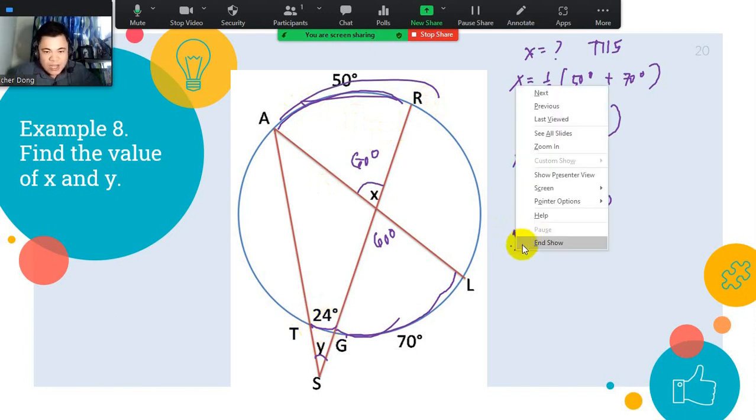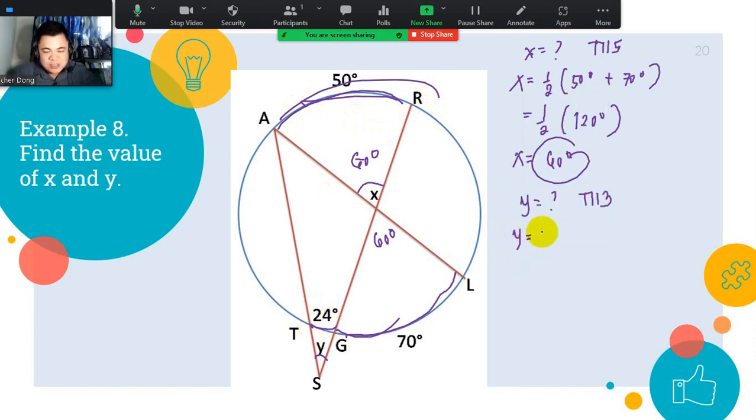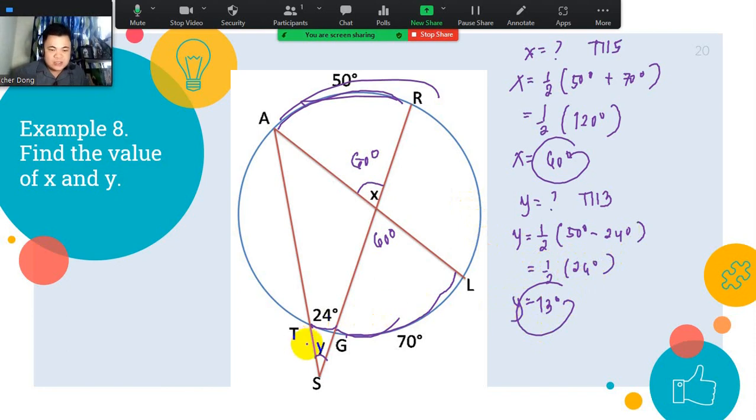So it's now y. So this time we will perform subtraction. Y equals 1/2 times the measurement of the far arc, which is 50 degrees, minus the measurement of the near arc, which is 24 degrees. So 50 minus 24 is 26 degrees. Half of 26 is 13 degrees. So the measurement of y is 13 degrees. Okay? So the value of x is 60 degrees and the value of y is 13 degrees. Just simply identify which theorem you are going to use before you solve.